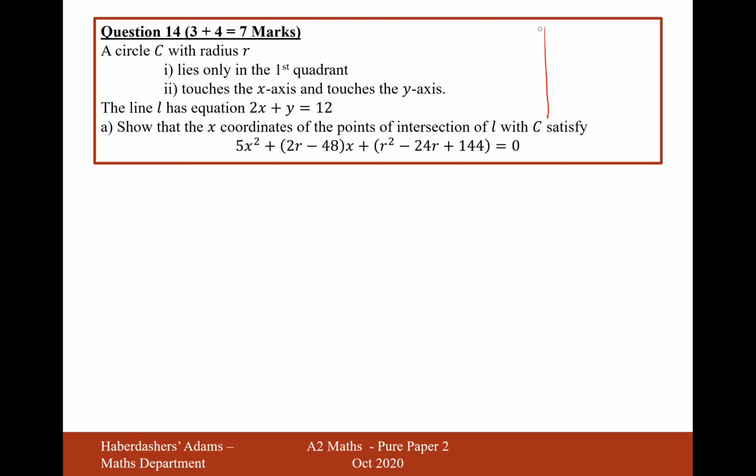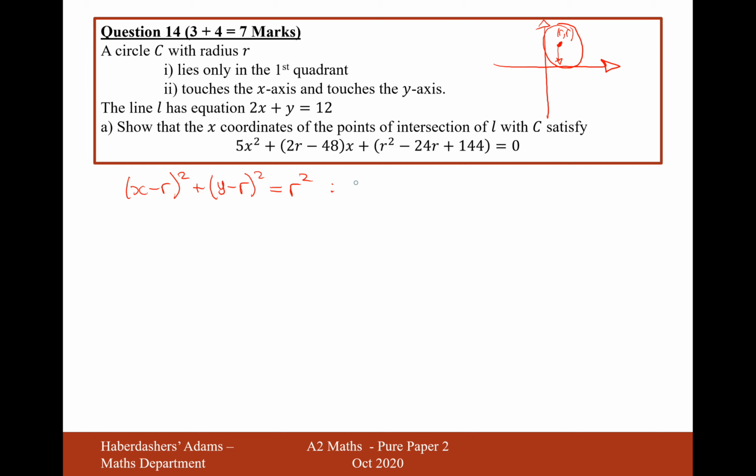Now let's just draw a little diagram of this circle. It touches the x-axis and touches the y-axis, and therefore it's going to have a centre at (r, r), effectively the radius. So it's actually going to be (x minus r) squared plus (y minus r) squared equals r squared. The radius of our circle is r, and the centre is at position (r, r). So this is the equation of the circle.